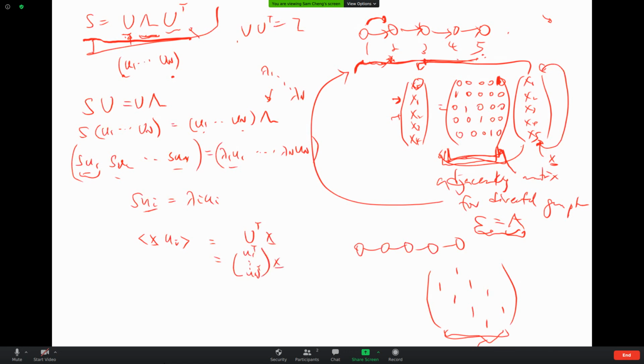I cannot write it as equal here, but the I component is equal to that. So I'm just saying the Fourier transform will be just U transpose times x, something like that. And then the I component will be just UI transpose times x. Then when we try to do the inverse Fourier transform, it's very natural. We just multiply by U again, right? So U transpose times x, and then times U again, I will just get the inverse transform.